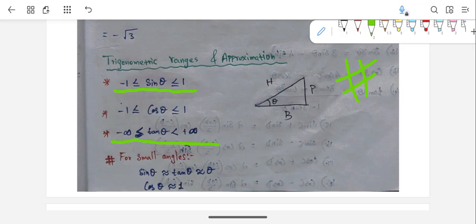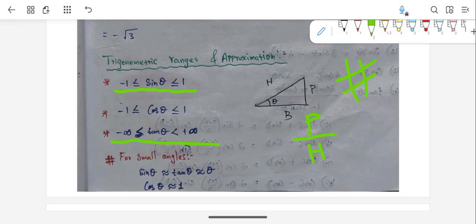So you can ask why it is so, how sine theta is like that. For that, I can explain with this triangle. You know what sine theta is, based on the right angle triangle we will calculate it. Sine theta is nothing but opposite by hypotenuse, so P by H. You need to understand here sine theta is nothing but P by H, right guys?